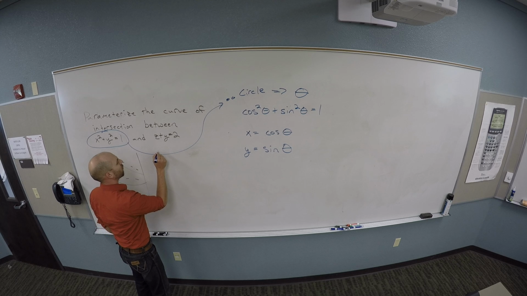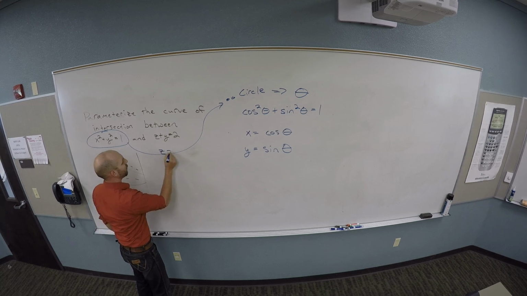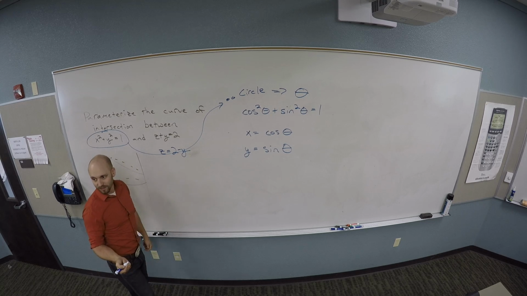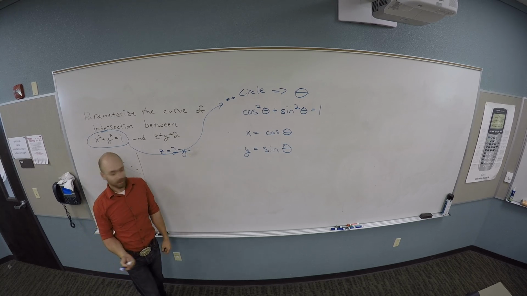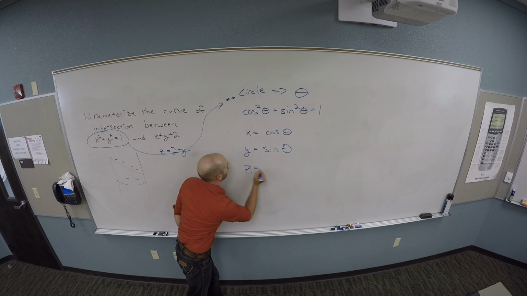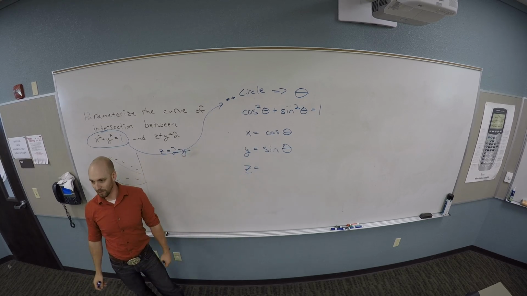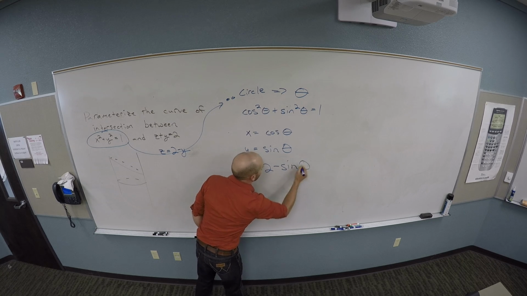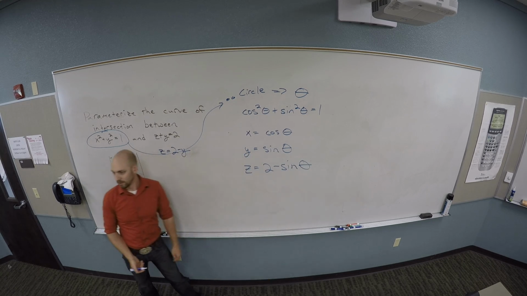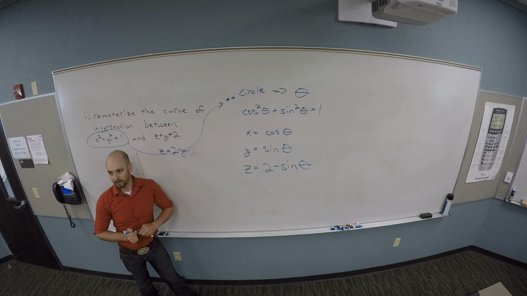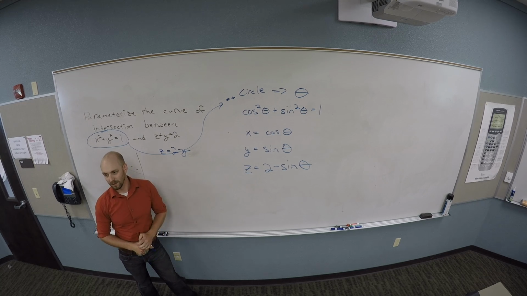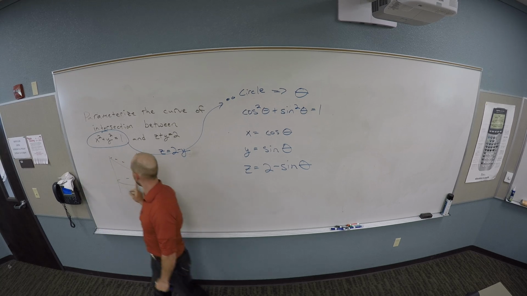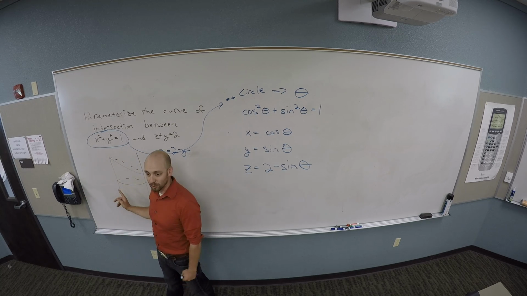Okay, so maybe, how about z is 2 minus y? If z is 2 minus y, then what does the z value in my parameterization have to be? 2 minus sine theta. Perfect. Why wouldn't we use x equals r cosine theta? What's the radius of the cylinder? It's just one. Yeah, it's radius 1.